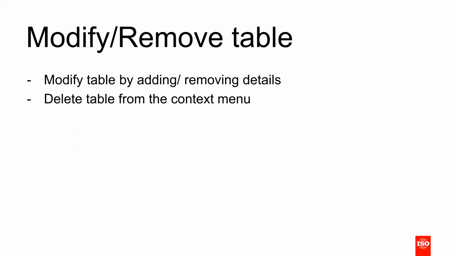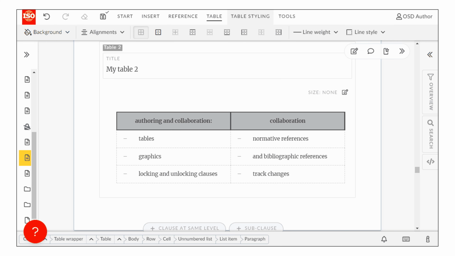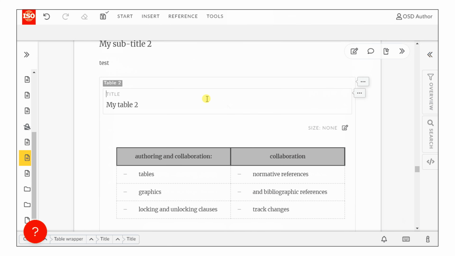An inserted table can be modified, for instance by adding or modifying or removing attributes, rows, columns, etc. Similarly, the whole table can be deleted from the table's context menu. To modify an existing table, go to the table and make modifications to its attributes. For instance, here we are modifying the title of the table from My Table 2 to My Second Table.